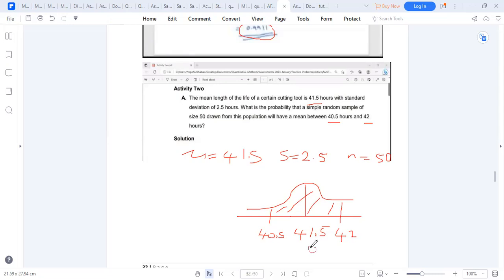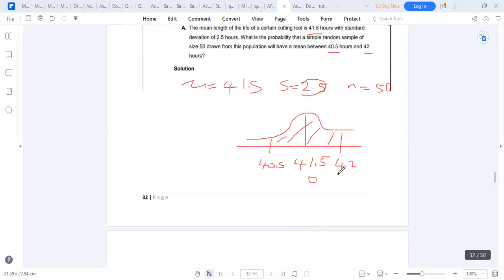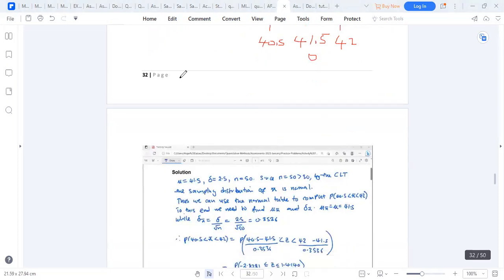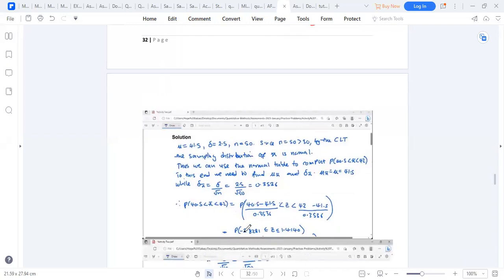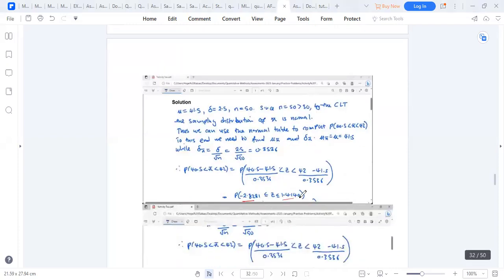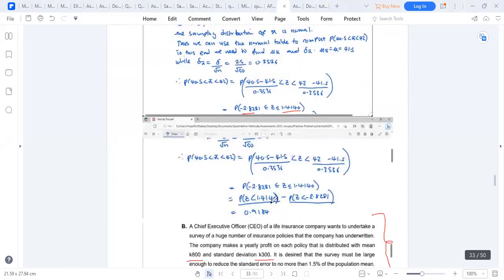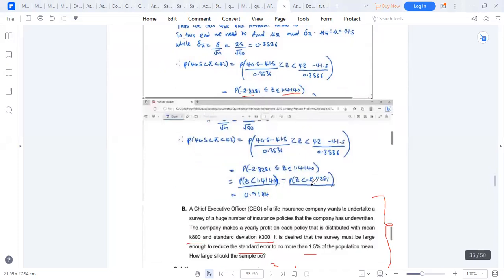So here we standardize, this one is already at 0. So 40.5 minus 41.5 divided by standard deviation. We standardize this and standardize that. So what are you getting here when you standardize these two? When you standardize that, the 40.5 will give you negative 2.83. You round off to the nearest 2 decimal places. Then you standardize the 42, we're going to get 1.41. So read these ones individually from the table as they are, the negative table and the positive table. So we're going to get the probability for this part, and the probability for that part. You subtract them, and the difference is going to give you 0.9184. That is the interval for the normal distribution.